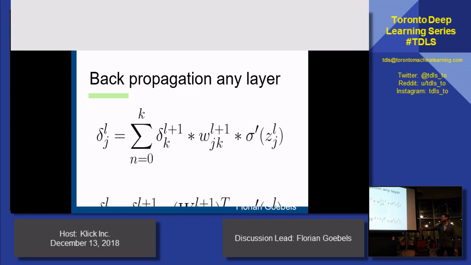Which essentially means I multiply the matrix of the errors for each of the neurons from the next layer with the weights of the next layer transposed, with the derivative of the sigmoid function of the hidden activations. And this gives me this error gradient.